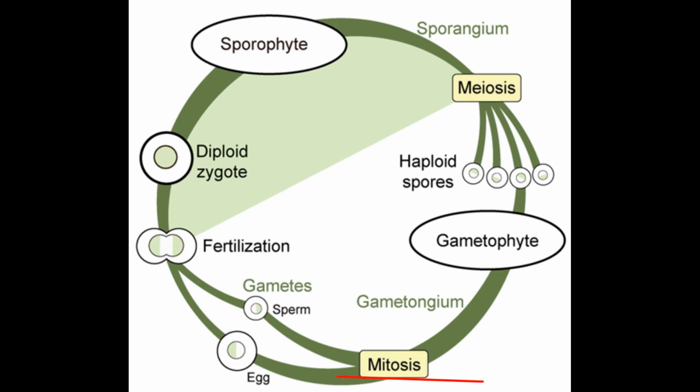The fusion of male and female gametes, that's fertilization, produces a diploid zygote, which develops by mitotic cell divisions into a multicellular sporophyte. The mature sporophyte produces spores by meiosis, sometimes referred to as reduction division, because the chromosome pairs are separated once again to form single sets.